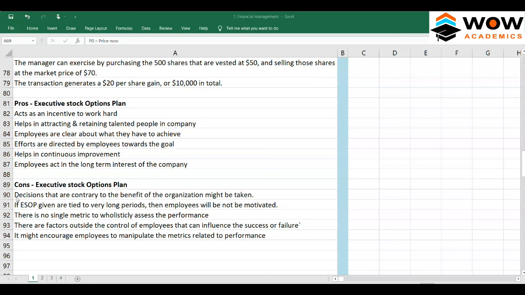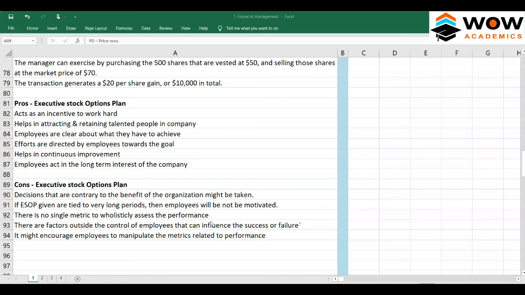If ESOPs are tied to very long periods, then employees will not be motivated. ESOP should be tied for a 3 year or 4 year period. If you tie it up for a very long period of time, then this ESOP is not of any use because people will get demotivated. Because in 5 years' time, who knows where the share price will be? So they'll become demotivated.